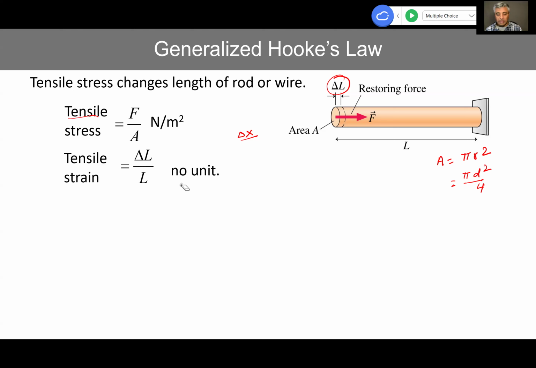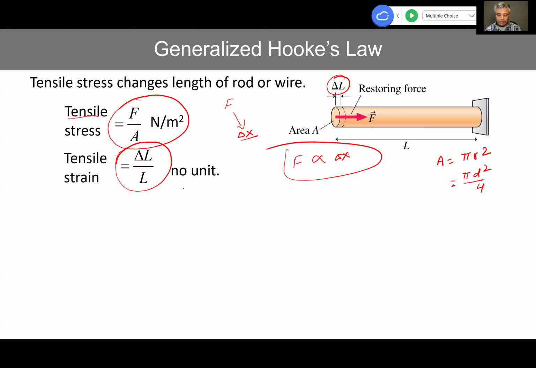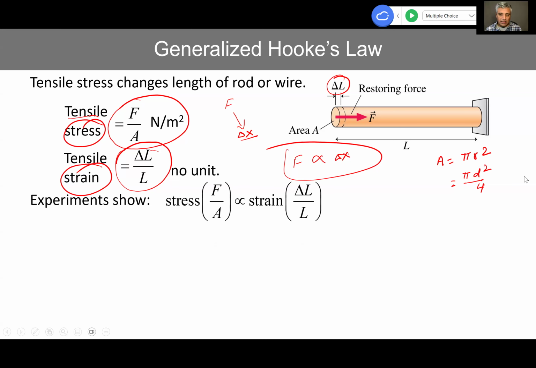So now, remember, for Hooke's law, what did we do? We talked in terms of spring force and the stretch. That's how we talked. Now for the rod or bone kind of structure, we talk in terms of stress and strain. So just like force is proportional to the stretch in case of Hooke's law, similarly, the stress is proportional to the strain, and that relationship is called generalized Hooke's law.